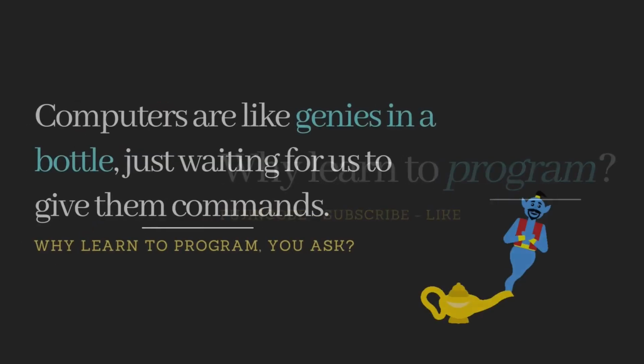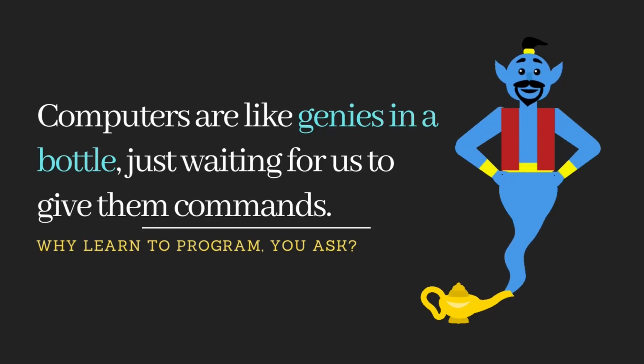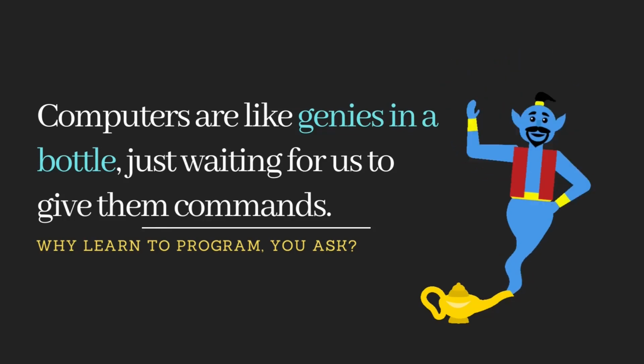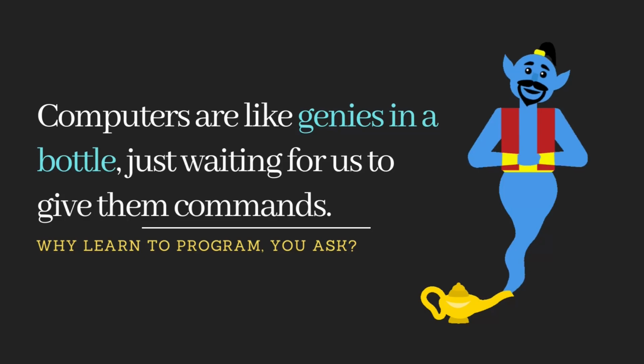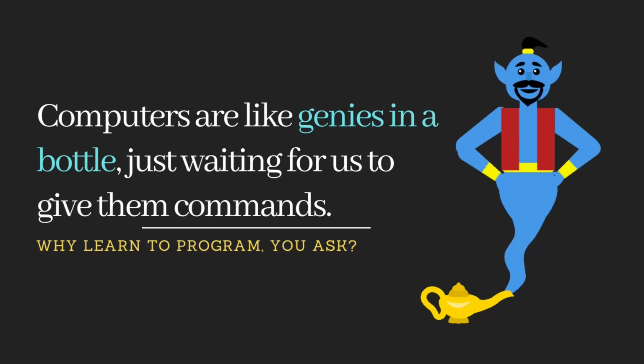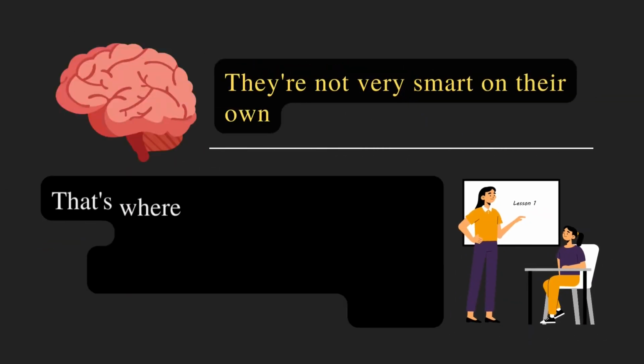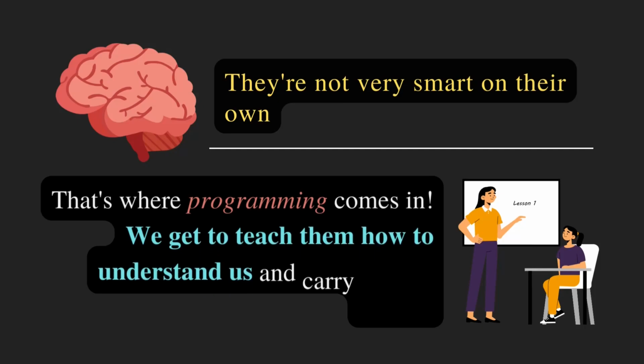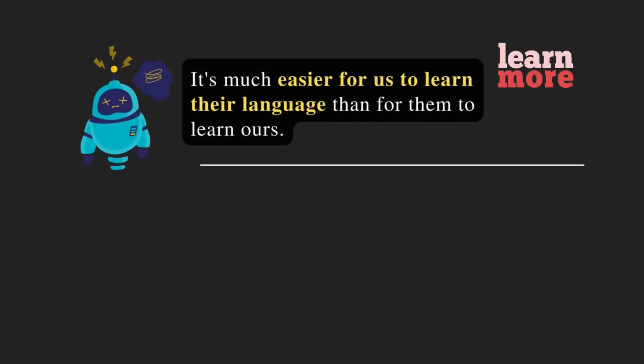Why learn to program, you ask? Well, let me put it this way. Computers are like genies in a bottle, just waiting for us to give them commands. But here's the thing. They're not very smart on their own. That's where programming comes in. We get to teach them how to understand us and carry out our wishes. And trust me, it's much easier for us to learn their language than for them to learn ours.